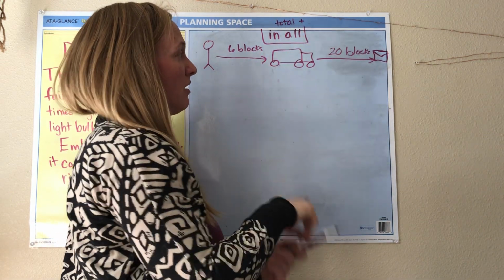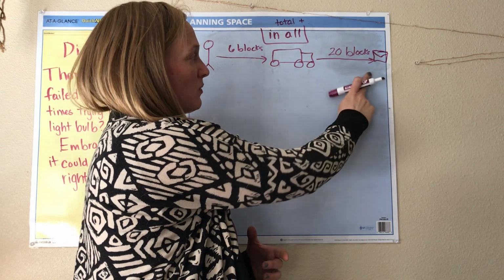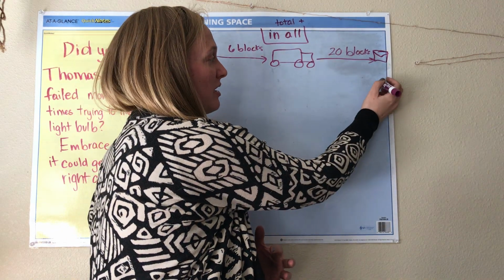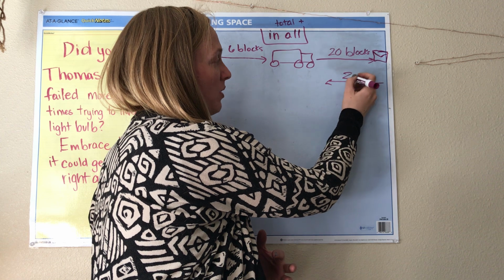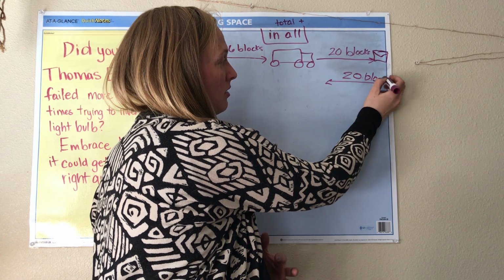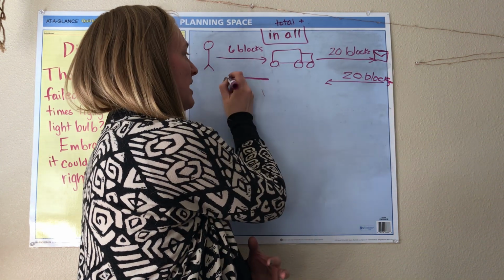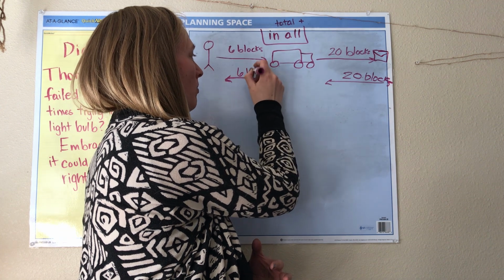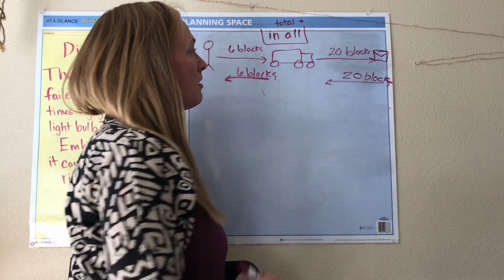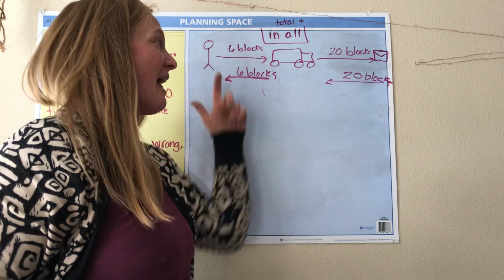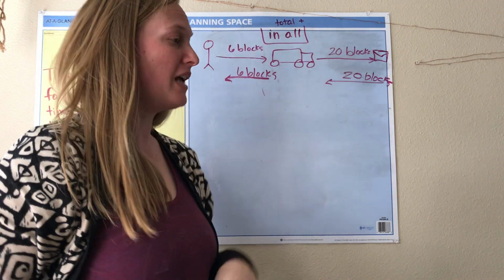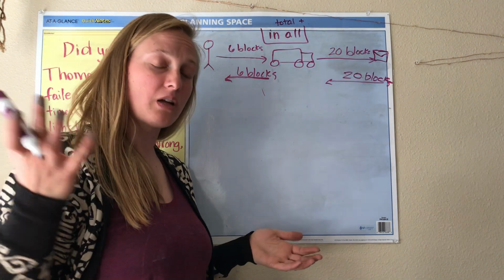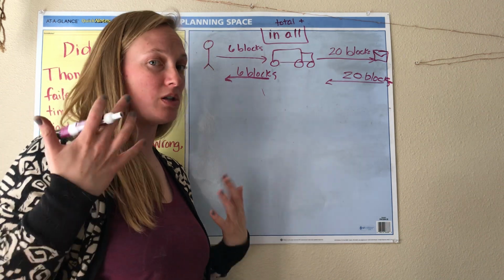It means we're adding. He went this way, one way, but he traveled the same way back. So he went 20 blocks back, and then he went 6 blocks back home. Okay? So what are we going to do? We are going to add all of these blocks together to see how far he traveled in all, or total.